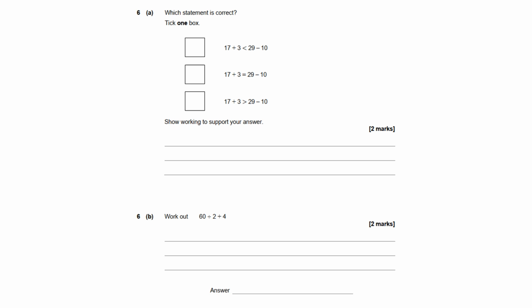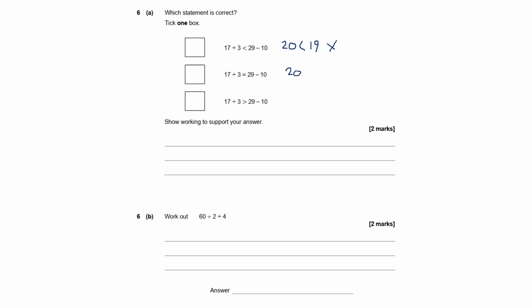So let's just write these out, because rather than have it as an equation, we may as well actually write it. So 17 plus 3 is 20. So the first statement is saying 20 is less than 29 minus 10. What's 29 minus 10? It's 19. So is it pointing to the little one? No, it's not. It's pointing to the bigger one, so we know that's not correct.